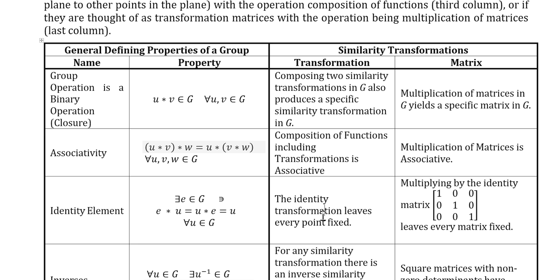Okay. In matrices, the identity element is this for 3 by 3 matrices. Ones along the major diagonal, zeros everywhere else: 1, 0, 0, 0, 1, 0, 0, 0, 1. Multiplying by that matrix on either side leaves that matrix fixed. We proved that in the last video.